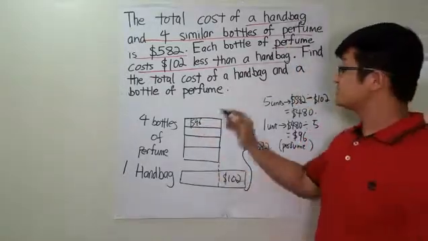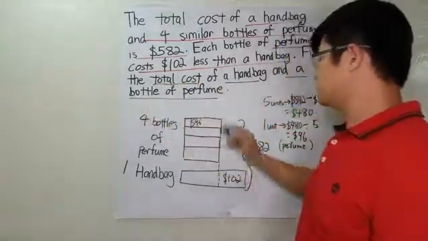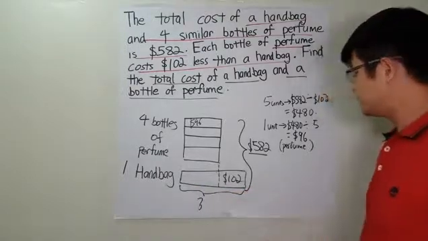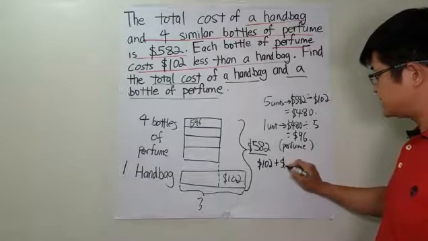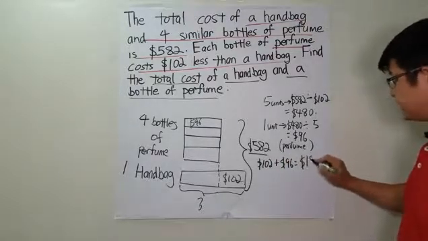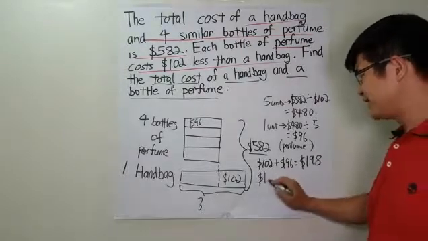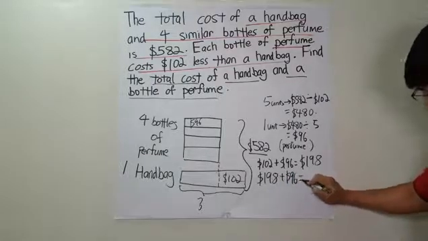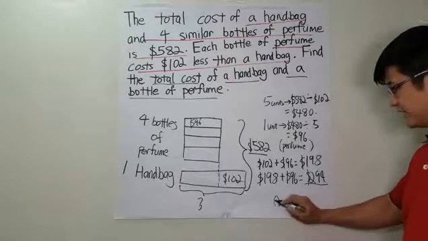Now the question is actually asking for the total cost of a handbag and a bottle of perfume. So you need to find the cost of a handbag. How am I going to find the handbag? It will be $102 plus $96, and that would be $198. So what's the total cost? 198 plus 96, and you will get 294. The answer, 294.